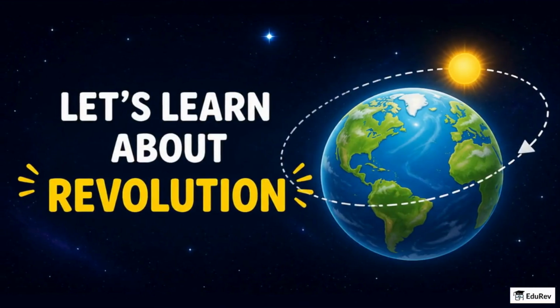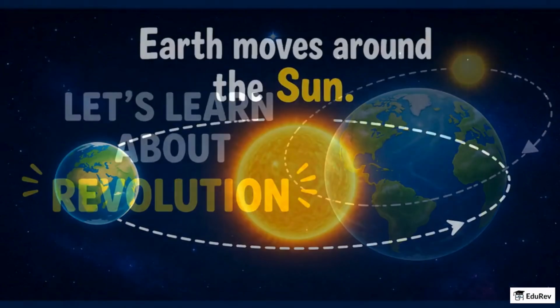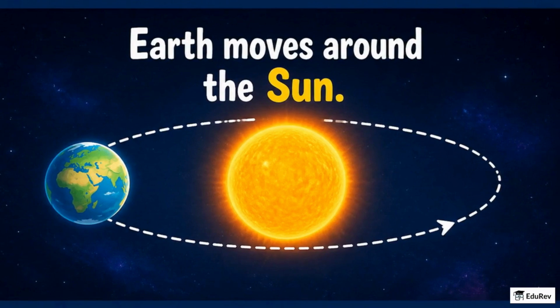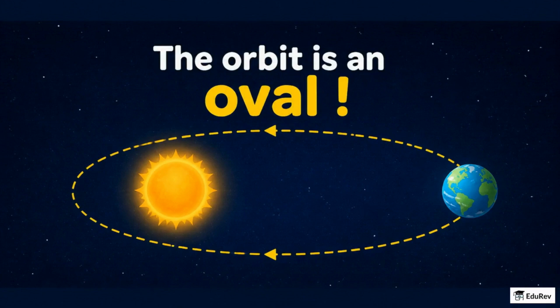Now let us learn about revolution, the other big movement of the earth. Revolution means the earth moves around the sun along a path called its orbit. The orbit is not a perfect circle. It is an oval shape called elliptical.